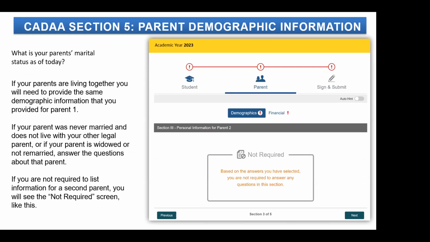So as I'd mentioned before, we're asking for parents' marital status as of the day that the student is completing the application. If parents are separated or divorced, then it will only ask for information for parent 1. So it will not need parent 2 information, and that's why you will see this not required screen for parent 2.